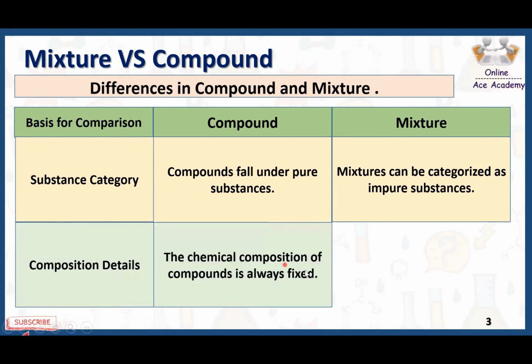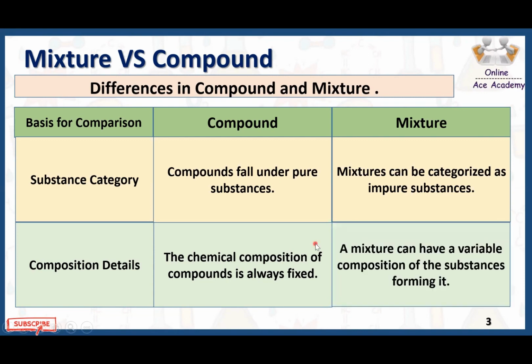The chemical composition of a compound is always fixed. H2O is a compound. It has its own chemical formula: two elements of hydrogen, one element of oxygen. When they combine chemically, they give us a compound which is water. So the chemical composition of a compound is always fixed. Having said that, what about the composition of mixtures? A mixture can have a variable composition of the substances forming it.